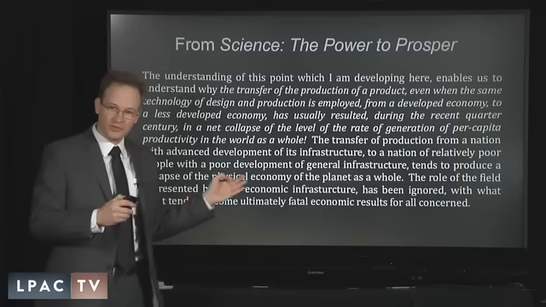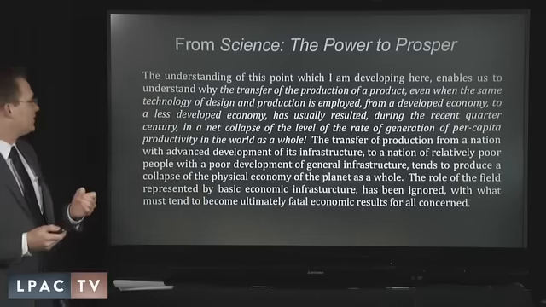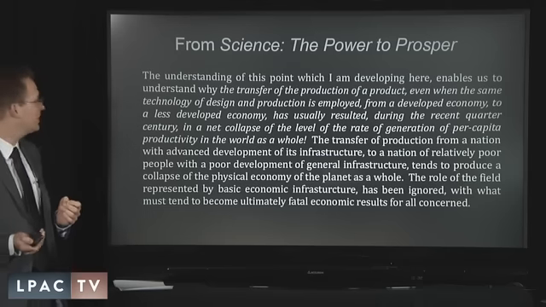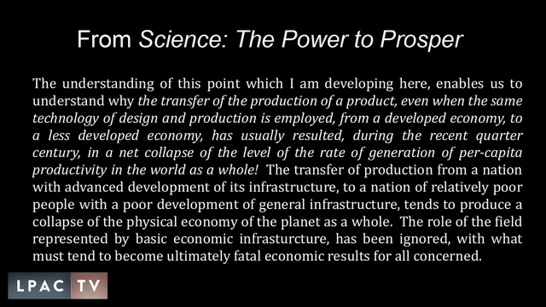So, I want to use this quote from Lin on this subject. He wrote in his excellent paper, Science, the Power to Prosper, from 2005, that the understanding of this point which I am developing here enables us to understand why the transfer of production of a product, even when the same technology of design and production is employed, from a developed economy to a less developed economy has usually resulted, during the recent quarter century, in a net collapse of the level of the rate of generation of per capita productivity in the world as a whole. The transfer of production from a nation with advanced development of its infrastructure to a nation of relatively poor people with a poor development of general infrastructure tends to produce a collapse of the physical economy of the planet as a whole. The role of the field, represented by basic economic infrastructure, has been ignored, with what must tend to become ultimately fatal economic results for all concerned.